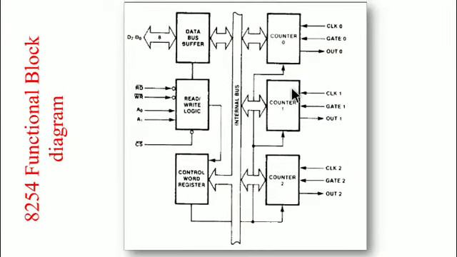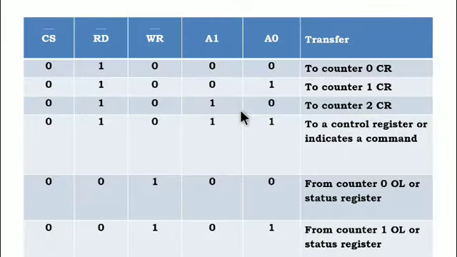And this is a functional block diagram of the 8254. It has a data bus buffer and read bar write logic, the control word register, and counters 0 to 2, where counter 0 has clock, gate and out, counter 1 has clock, gate 1 and out 1, and so on. In the read bar write logic, which is very important, you have read bar, write bar, A0, A1 and a chip select.